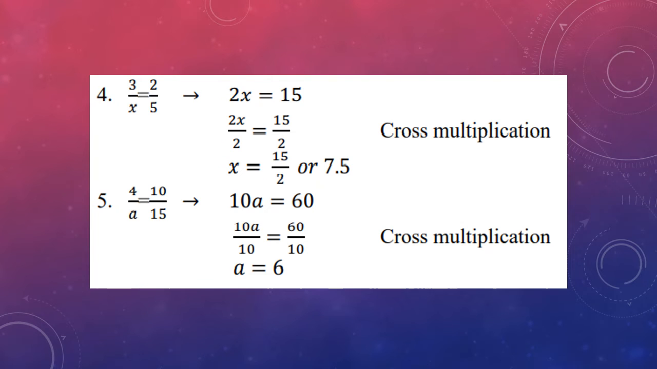Let's have number 4: 3 over x equals 2/5. Cross multiply again, so 2x equals 3 times 5, which is 15. Then divide both sides by 2, so you have the value of x, which is 15/2, or 15 over 2, or 7.5 in decimal. The last one is number 5: 4 over a equals 10 over 15. Cross multiply again: 10a equals 4 times 15, that is 60. Divide both sides by 10, and a equals 6.